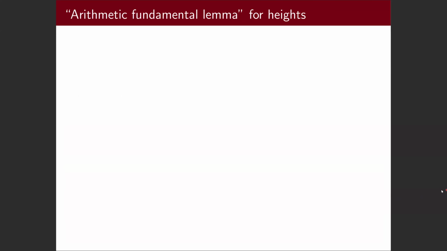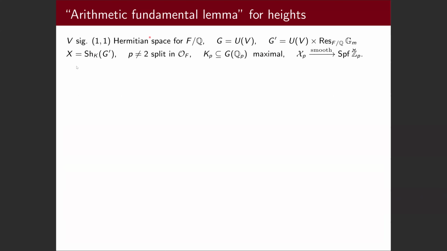Okay, so let me try to make this more precise in a special case. I'll take V to be a signature (1,1) Hermitian space, so this is rank 2. G is going to be the unitary group. G prime is this unitary group with a torus factor that I mentioned from before. So X is a Shimura variety, like from before.